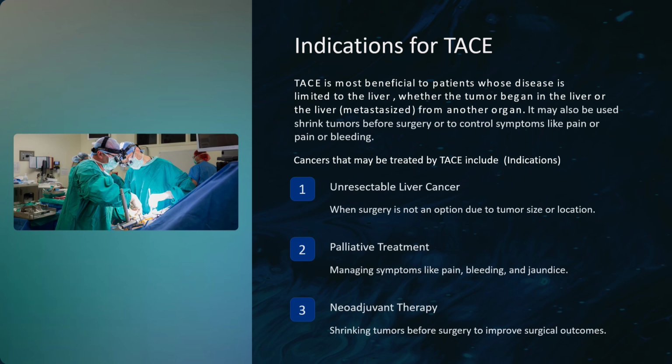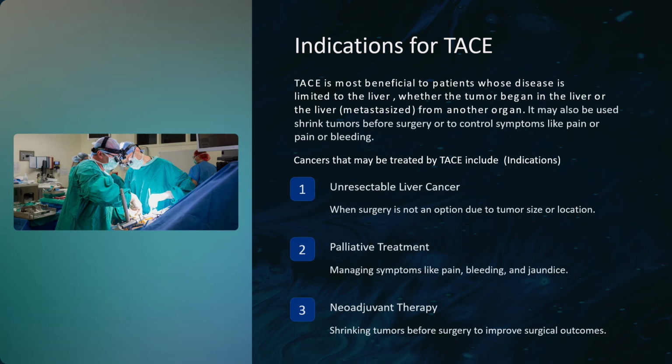So now we will see the indications for TACE. That means, in which conditions we are doing this procedure. TACE is most beneficial to patients whose disease is predominantly limited to the liver, whether the tumor began in the liver or spread to the liver, that is metastasized from another organ. So the tumor can be either limited to the liver or it can be metastasized, meaning it can be spread from some other organ.